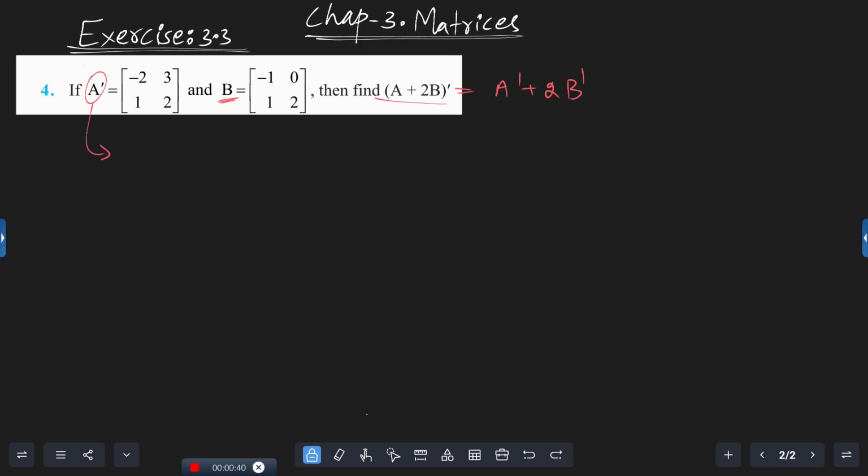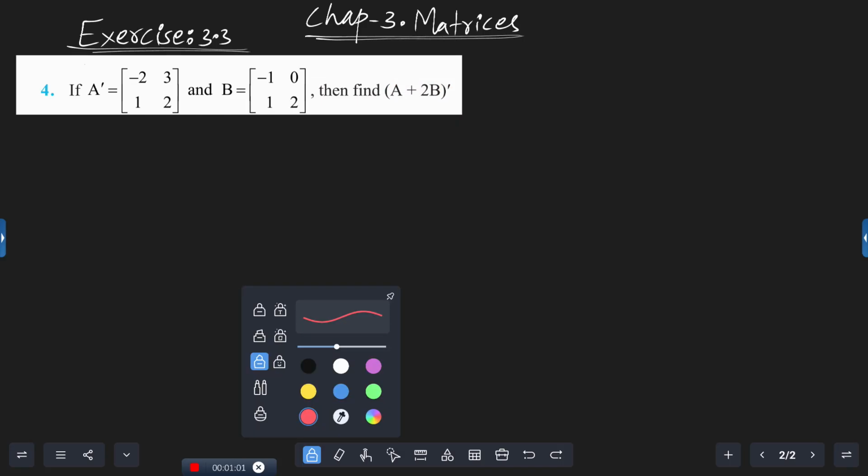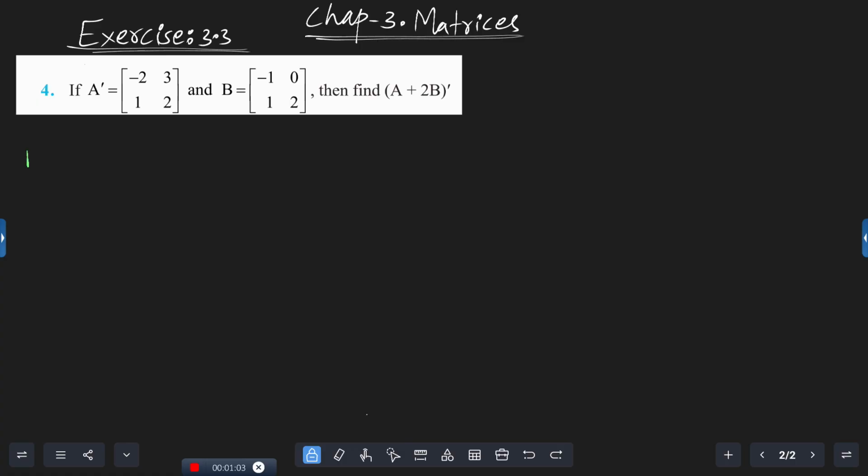Or else, by using A dash you can find A. Later, inside this one, first you can find A, and later you can take the transpose. So these two ways we have. Which one are we going to use? The first one will go, right, fine. So the first method will go. They asked to find (A plus 2 times B) whole dash.